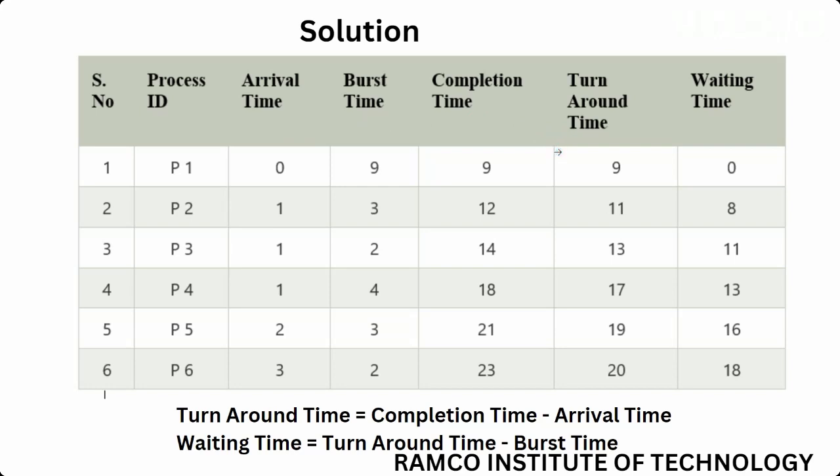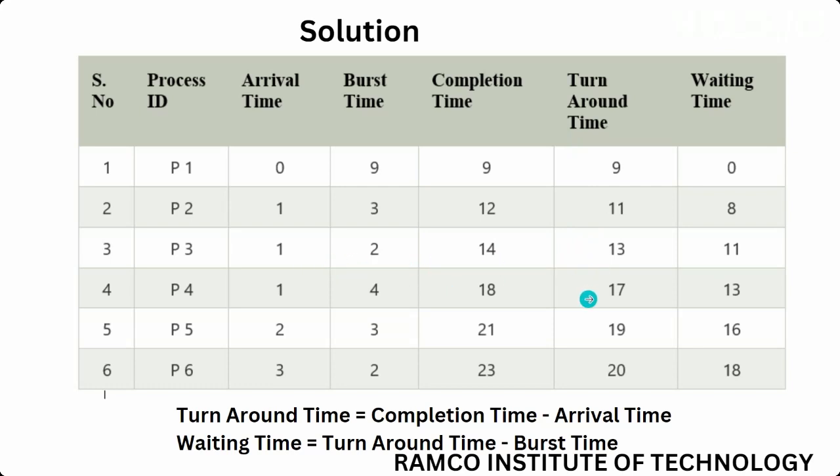First we take the process P1. P1 turnaround time is 9 because the completion time is 9 and arrival time is 0. So 9 minus 0, 9. Next process P2. P2 completion time is 12 and arrival time is 1. So the turnaround time of P2 is 11. The next process P3. P3 turnaround time is 13. That is, completion time is 14 and arrival time is 1. So 14 minus 1, 13.